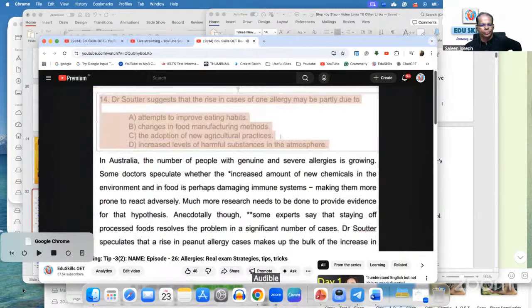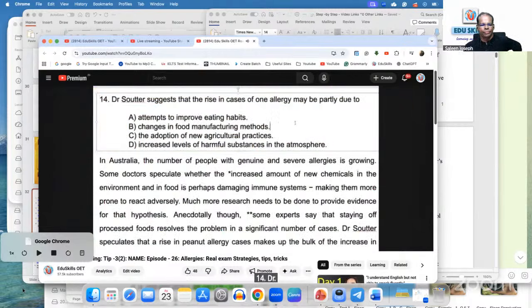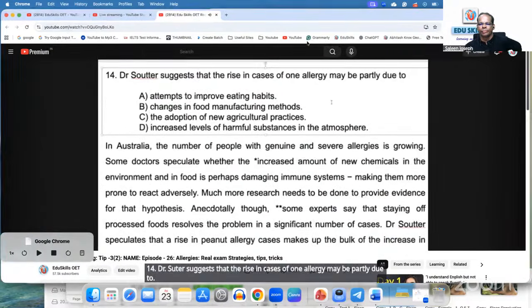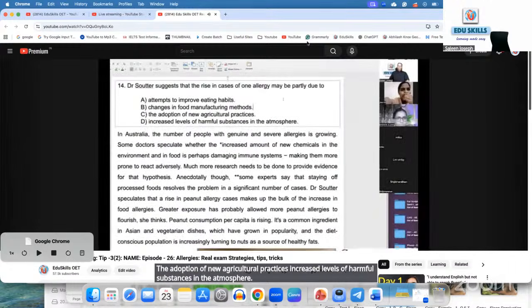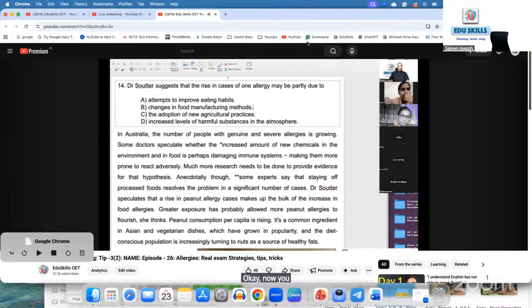Audible, right? 14. Dr. Suter suggests that the rise in cases of one allergy may be partly due to A. Attempts to improve eating habits, B. Changes in food manufacturing methods, C. The adoption of new agricultural practices, D. Increased levels of harmful substances in the atmosphere. Okay, now you know this is your opinion-based question because suggest is there, right?